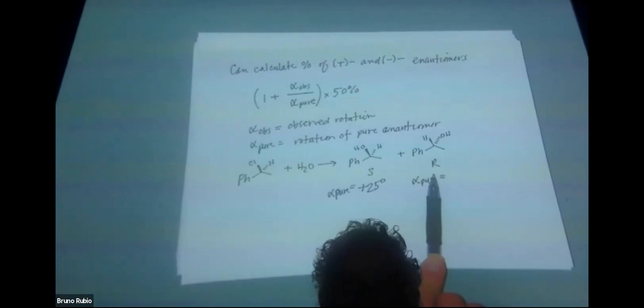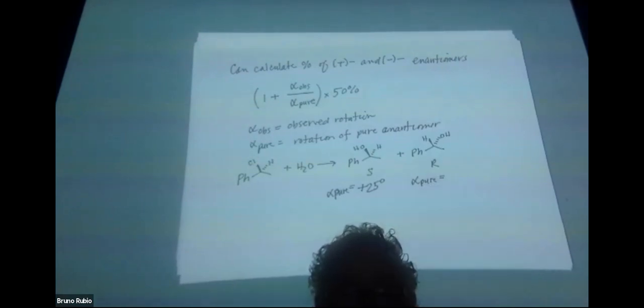Okay, tell me in the chat. What is the specific rotation of the pure R enantiomer? The pure S enantiomer is plus 25. What's the specific rotation of the pure R enantiomer? Anybody giving it a shot out there?